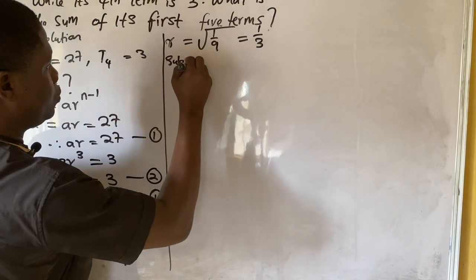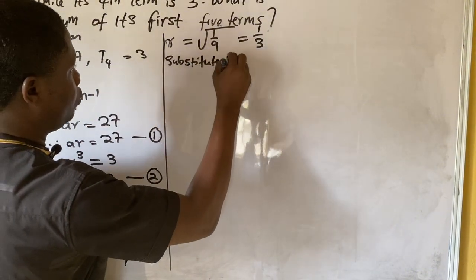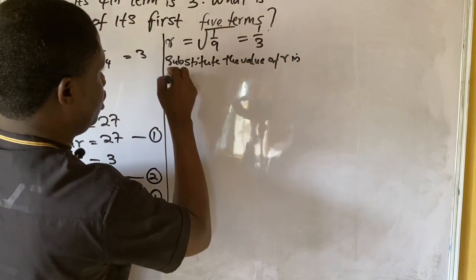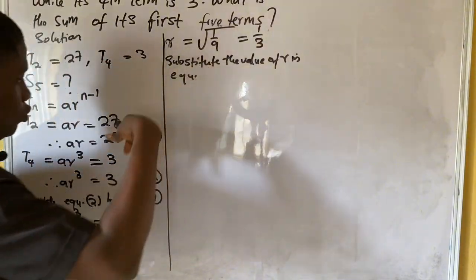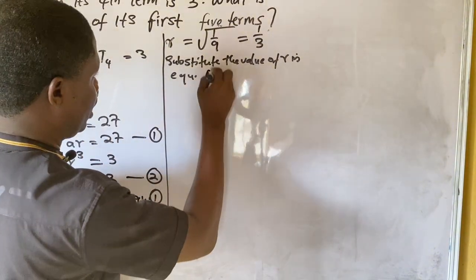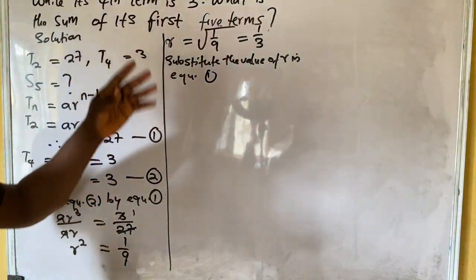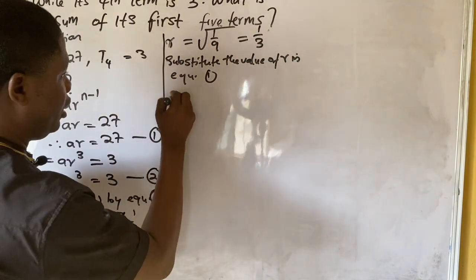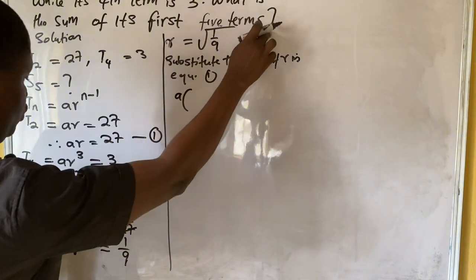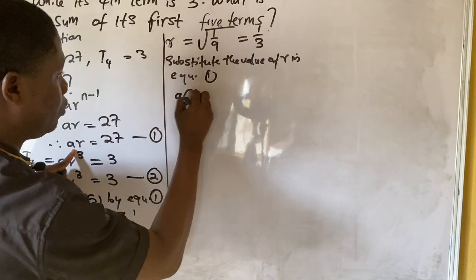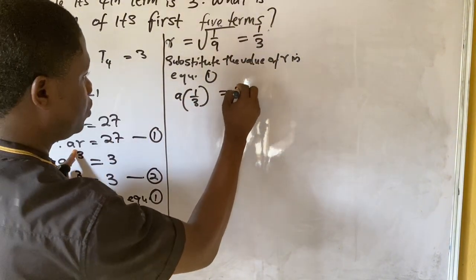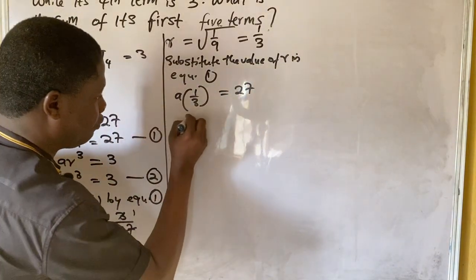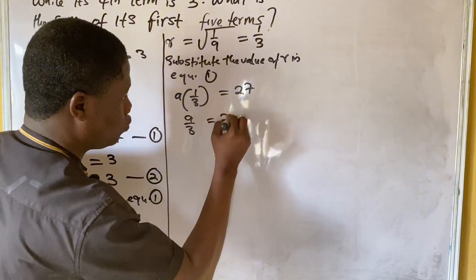So let's find the value of the first term by substituting the value of R in any of the equations. So let's use equation 1. Anywhere we see R, we'll replace it with 1 over 3. So we have A into bracket 1 over 3 is equal to 27. If you multiply this out, you're going to have A over 3 is equal to 27.